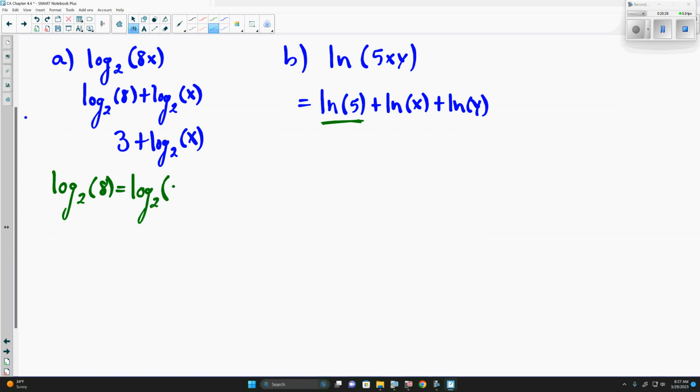Well, 8 is a perfect cube. 8 is 2 to the third. According to the power rule, we can move the 3 up front, telling us that we have 3 log base 2 of 2. Log base 2 of 2 is 1. 3 times 1 is 3. That's how we get that there. Does that kind of make sense?